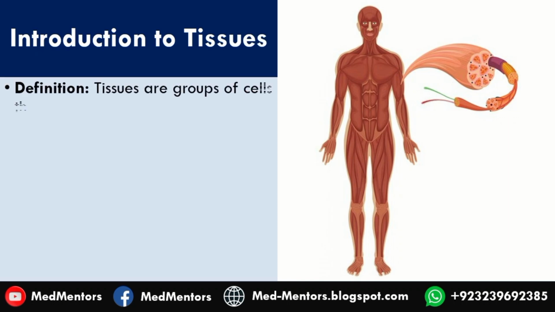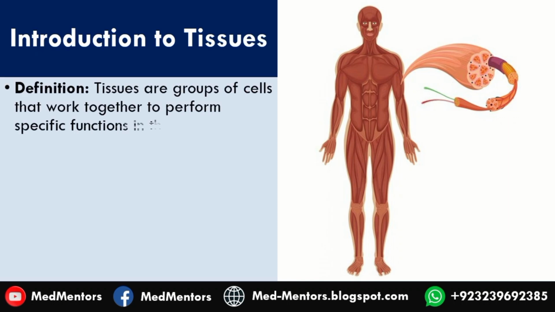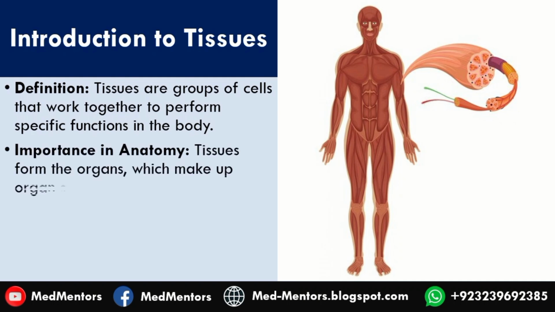Definition: tissues are groups of cells that work together to perform specific functions within the body. Importance in anatomy: tissues play a crucial role in anatomy as they form the organs, which then contribute to organ systems and ultimately the entire organism.